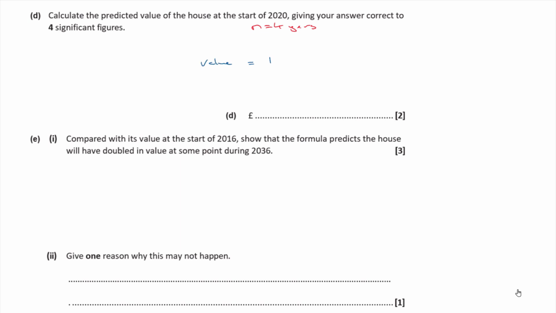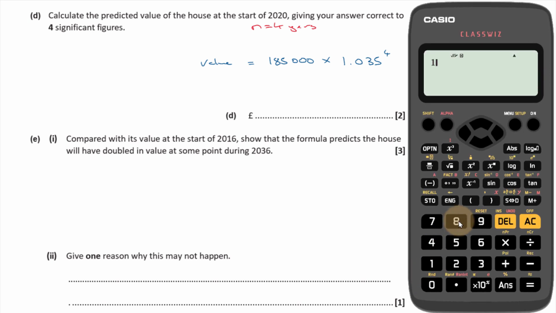So the value is equal to 185,000 times 1.035 raised to the power of 4, for 4 years. So that is 185,000 times 1.035 to the power of 4. That comes out to 212,291.7. Now it's asking for our answer to 4 significant figures, so I need to round that off. Let me just write down the display value first.